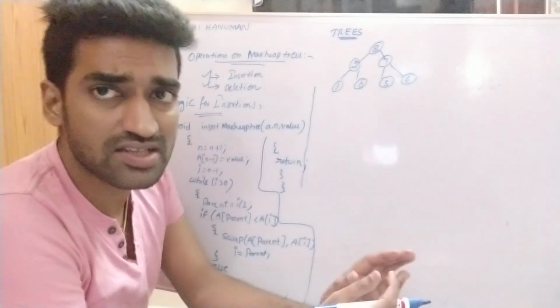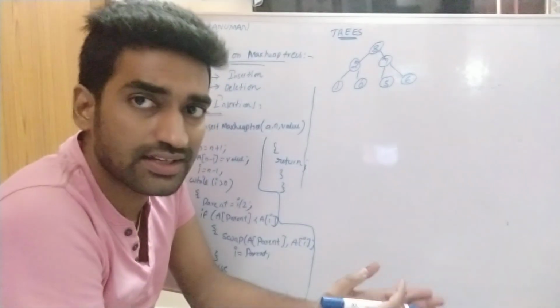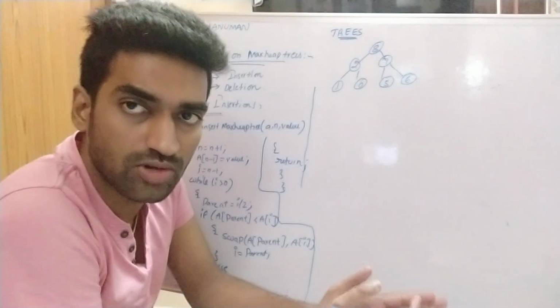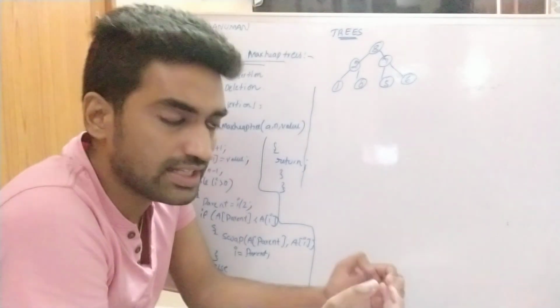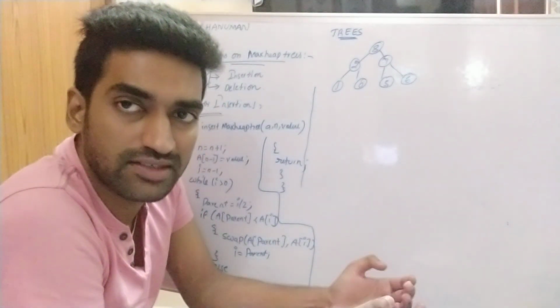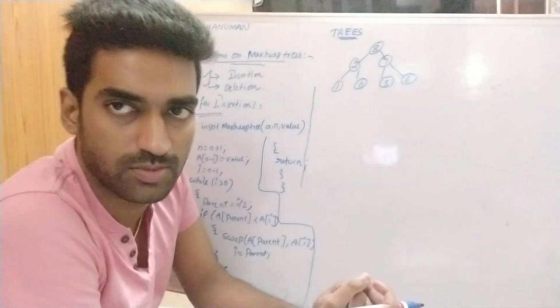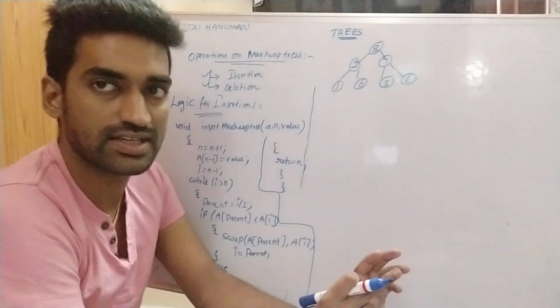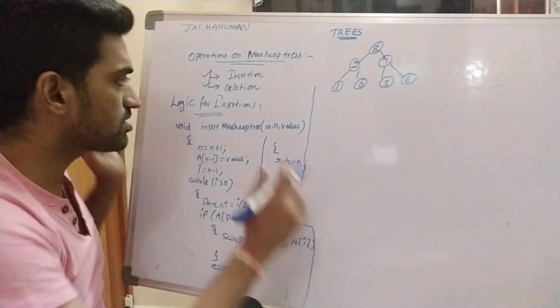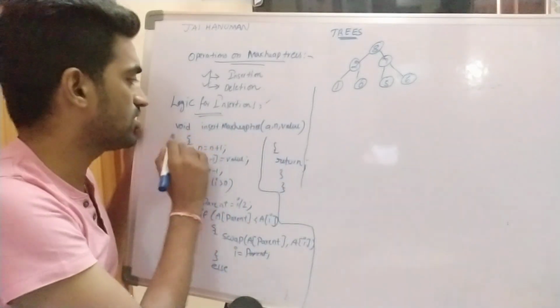So what is the main purpose of insertion? To insert an element or node into a tree, that operation is called the insertion operation. To delete a node or element from the tree, that operation is called the deletion operation. In this session we are mainly concentrating on the insertion operation, so I'm writing the logic for it.